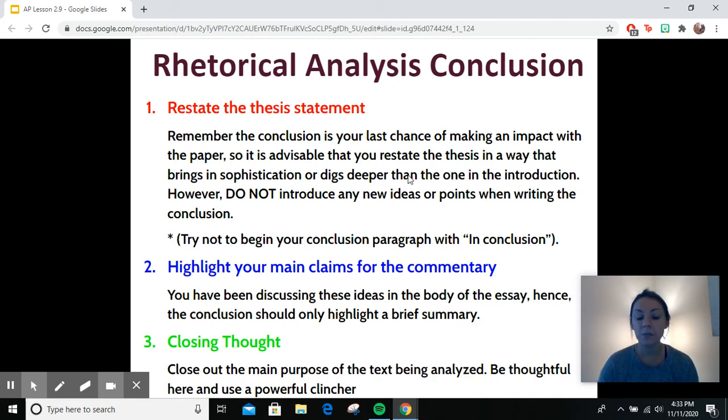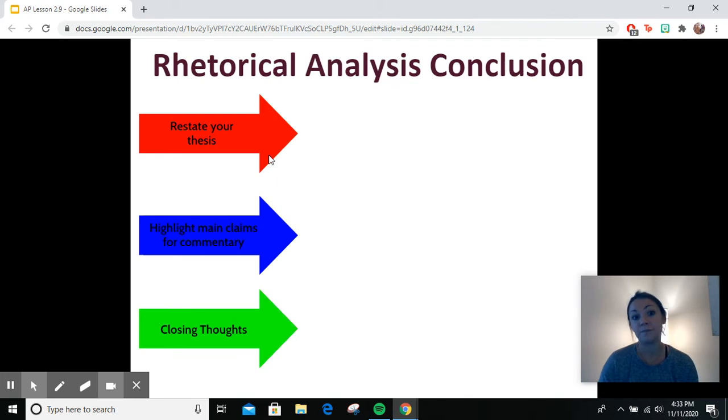Closing thought. Close out the main purpose of the text being analyzed. Be thoughtful here and use a powerful clincher. Something you can leave your AP readers with. Something you can leave me with. Think about the purpose or the impact that this text had on you.